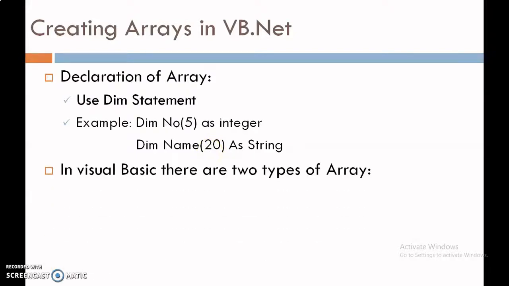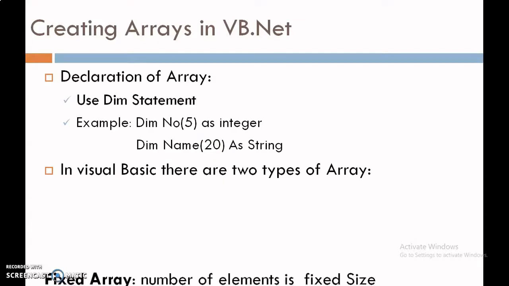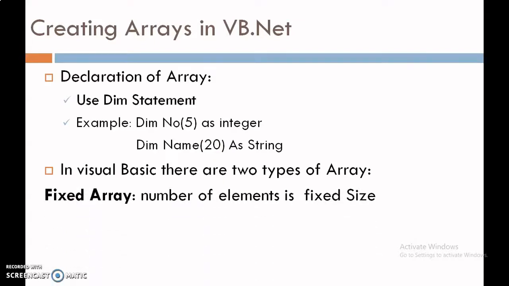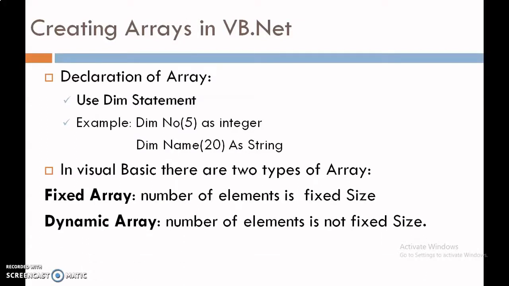Now in VB there are two types of array. First is the fixed array, which can store a fixed number of elements. And second is the dynamic array. The number of elements is not a fixed size, which means the user can resize it. The user can change the size of the array at any time.